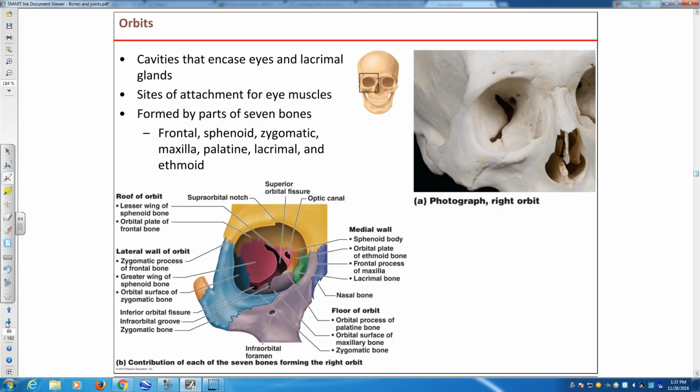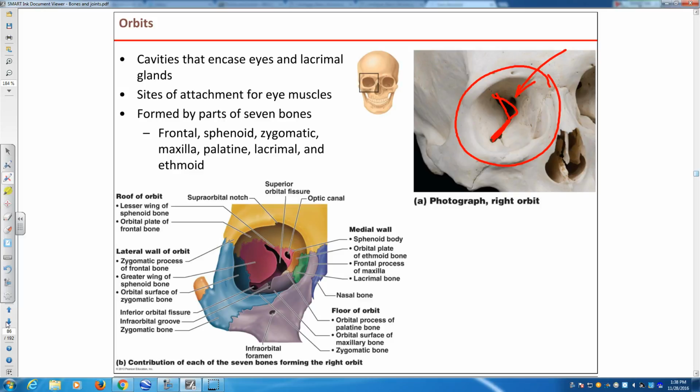Orbits, where your eyes are. You can see the orbit right here, and it's actually good because I can show you the orbital fissures and the optic canal, and you can look them up on the skull. So this is the inferior orbital fissure, this is the superior orbital fissure, and this is the optic canal. Okay? The optic canal is actually the opening through which the optic nerve leaves the eye.